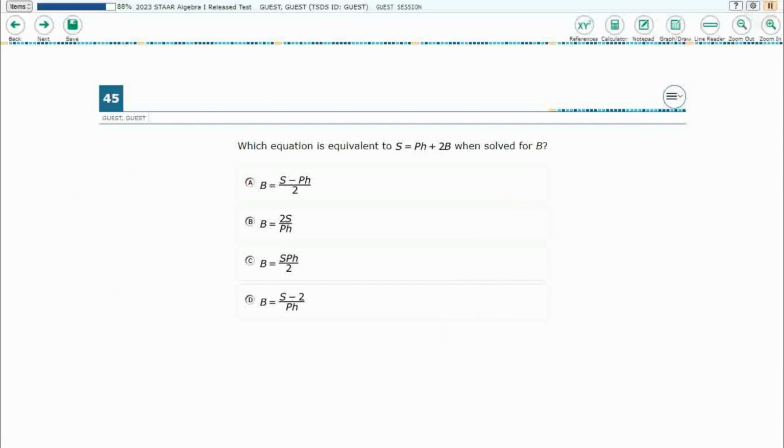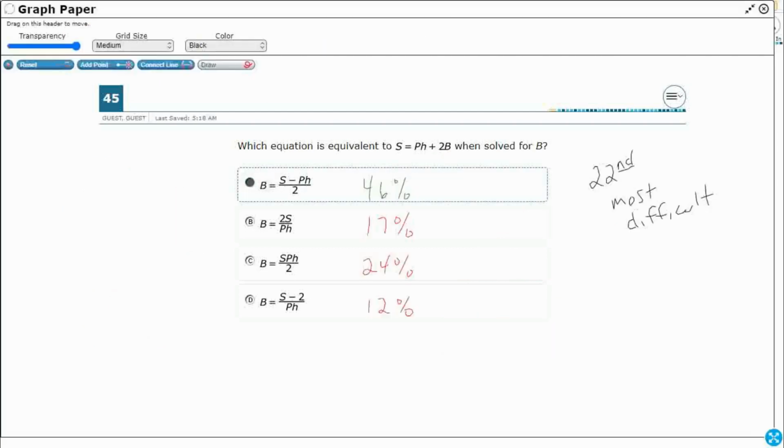So let's see how we did across the state of Texas. So this was actually the 22nd most difficult. It landed more on the difficult side than the easy side. I'm not going to lie, that's a little surprising for me. Not even half of the students could correctly identify this.